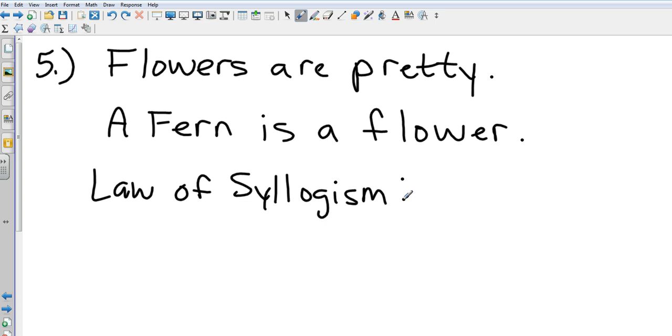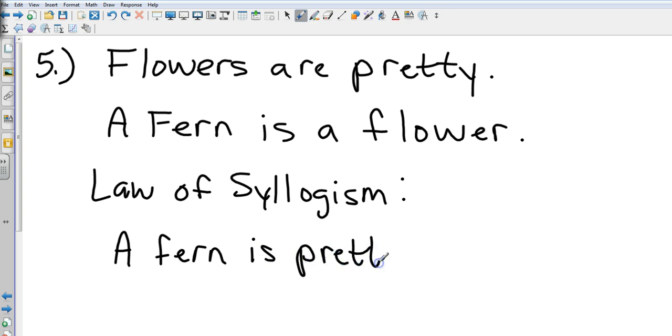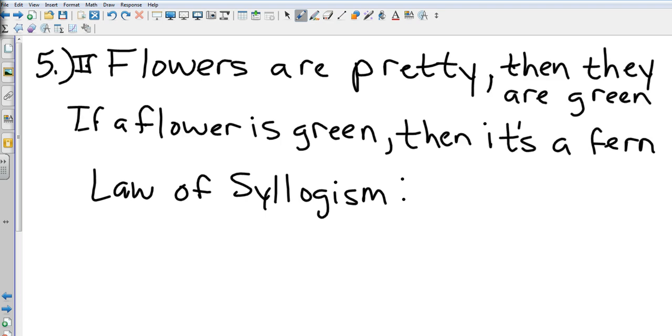So flowers are pretty. A fern is a flower. By law of syllogism, Quinn, what do we got? A fern is pretty. Well, true. I don't like ferns, but that's all right. Mr. Stiers has ferns in his classroom. It's like a green, leafy, kind of a shrubbery. Okay, so we just modified the statement because it was wrong, and that's okay because we make mistakes.